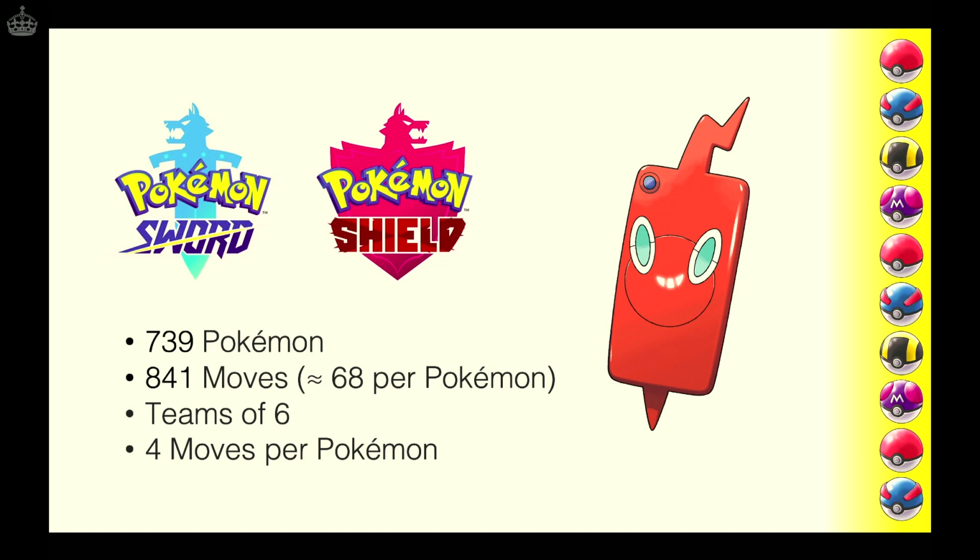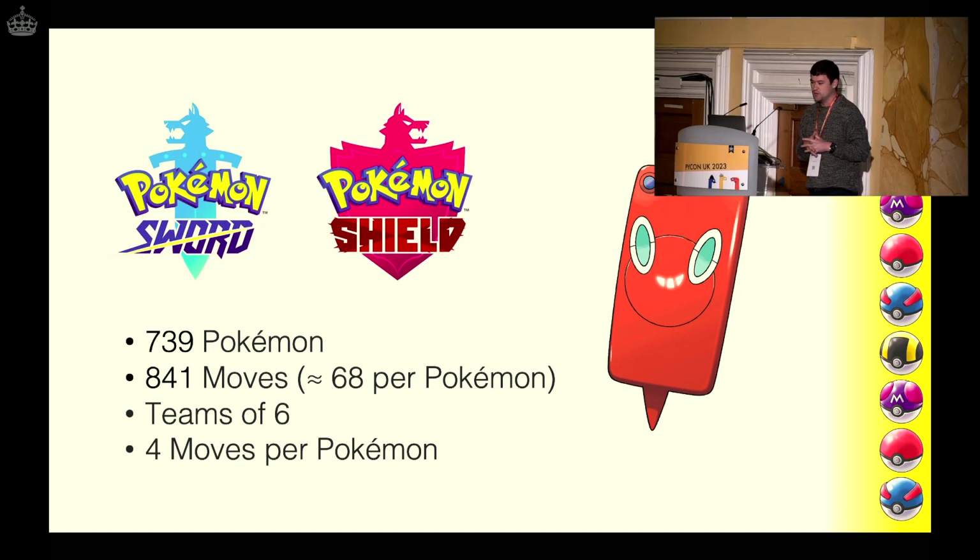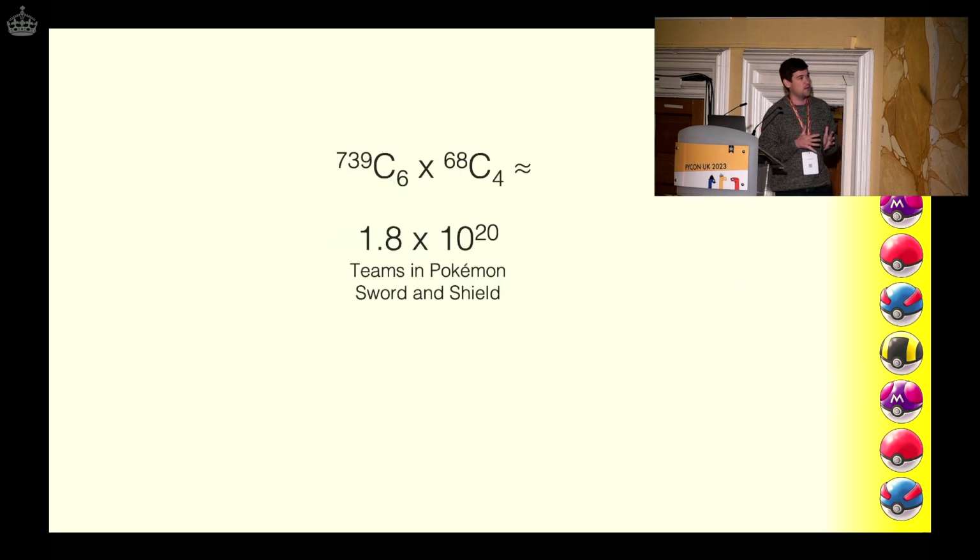Each of those Pokémon can learn 4 moves, and in the game there are 841 different moves coded into the game. And each species of Pokémon can learn a subset of those moves. On average, that's around about 68 moves per species of Pokémon. So there's lots and lots of combinations of teams and configurations that you can come up with. Okay, so a little back of the envelope calculation tells me there's about 1.8 times 10 to the 20 different configurations or teams that you can create in this game.